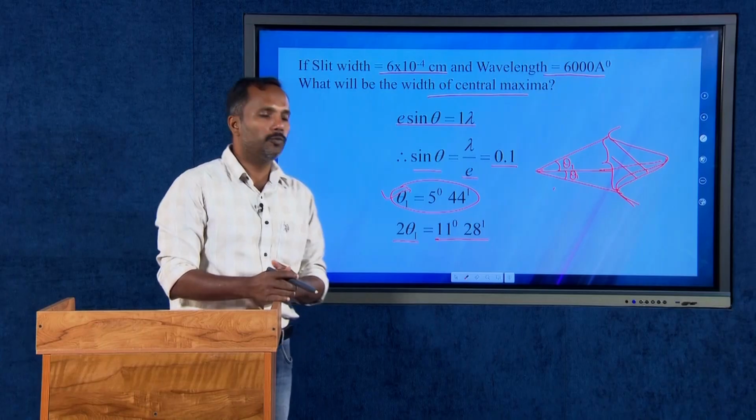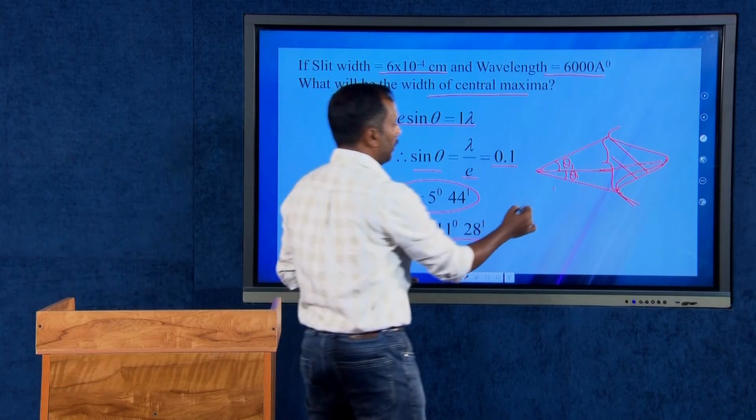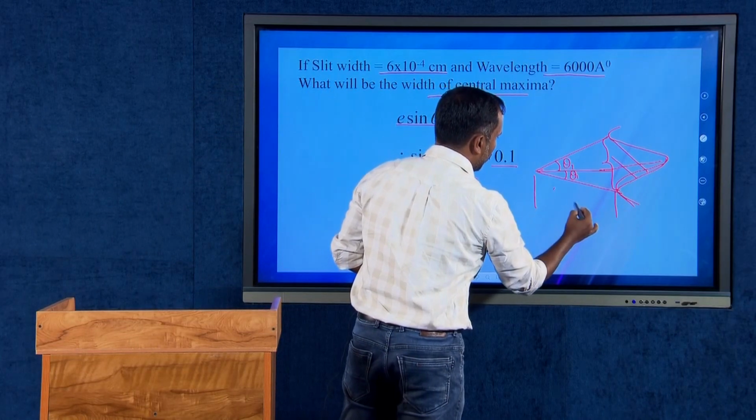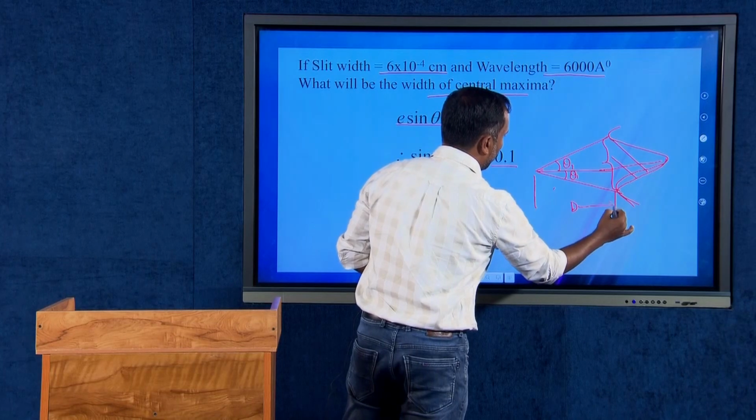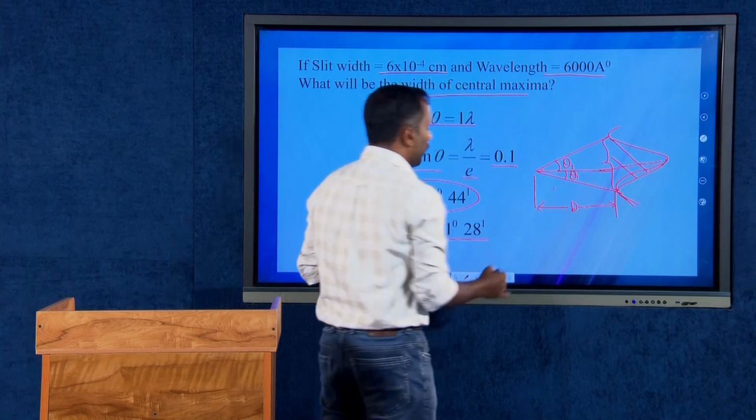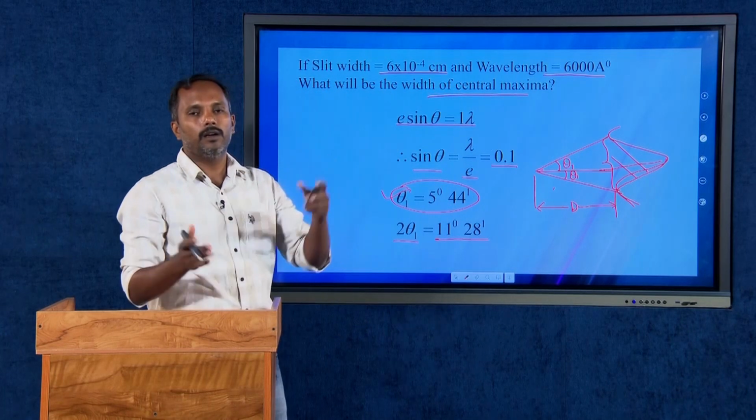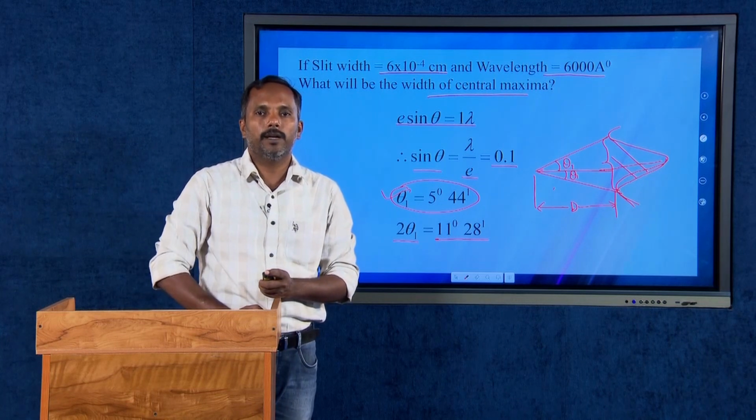If you know the width of the screen and slit capital D value, or the focal length of the convex lens you used, you can easily find the linear width of the central maxima as well.